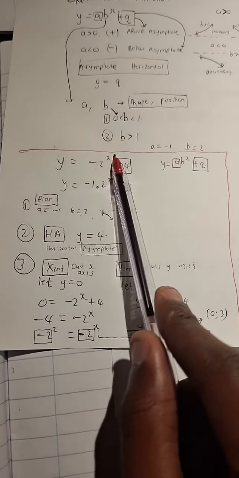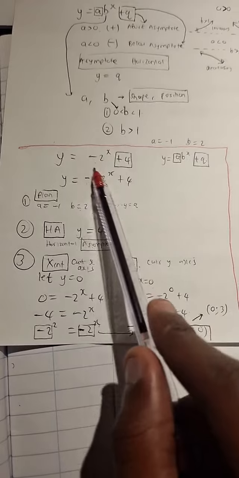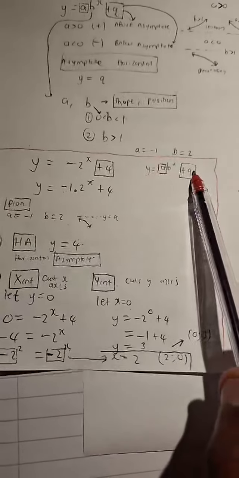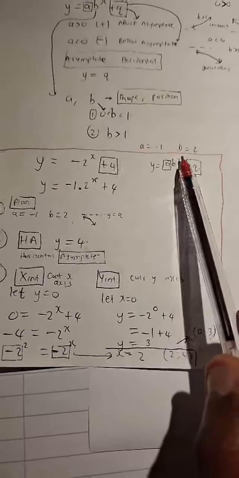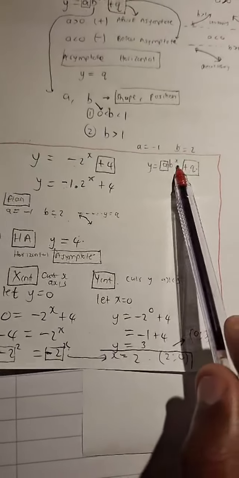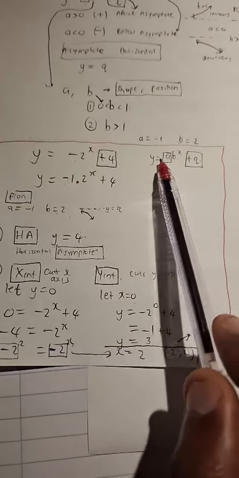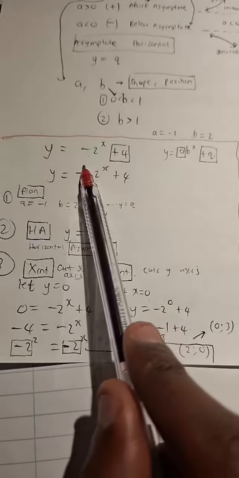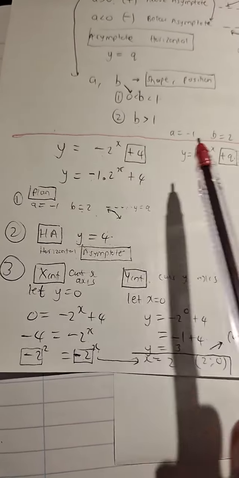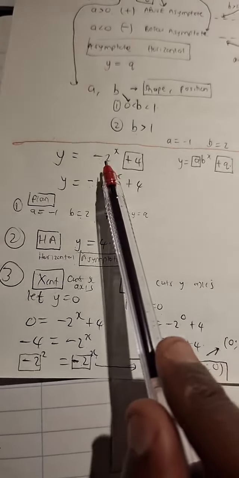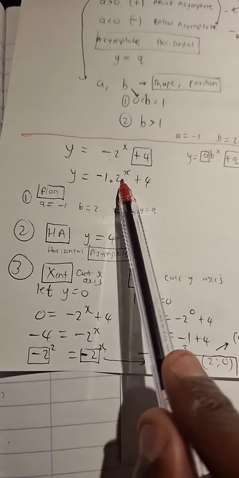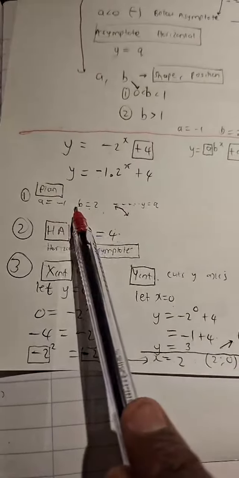Y is equal to negative 2 to the power x plus 4. We call this an exponential function. And I said that an exponential function is in the form y is equal to a b to the power x plus q. This is the form of an exponential function. There's an a, there's a b. Once you understand that, from this we can read what the a value is. It's negative 1. How? Because the b value is never ever going to be negative. So there must be a negative 1 times the positive 2. Hence we have a negative 1 times 2. So a is negative 1, but the b is 2.